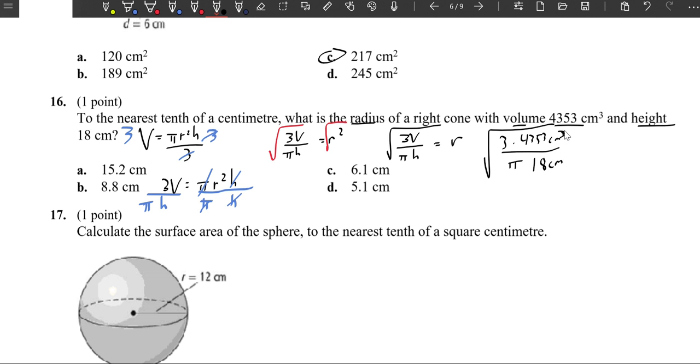Just to show, centimeters cubed divided by centimeters will be square centimeters. If we take the root of that, that'll be back to centimeters. That's good, that makes sense. We have to check that kind of thing, otherwise we may be putting the wrong numbers in.